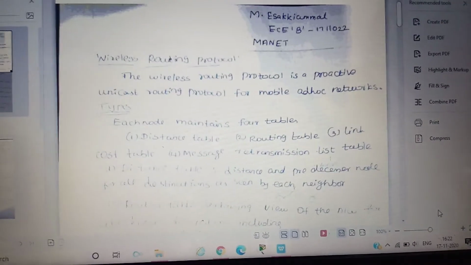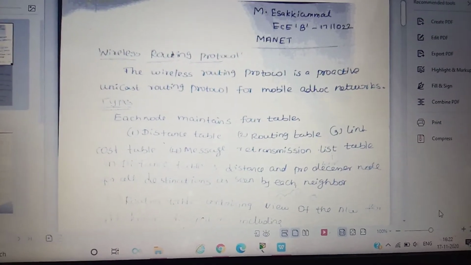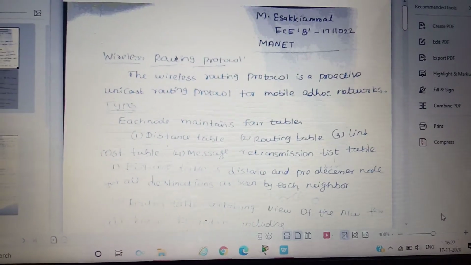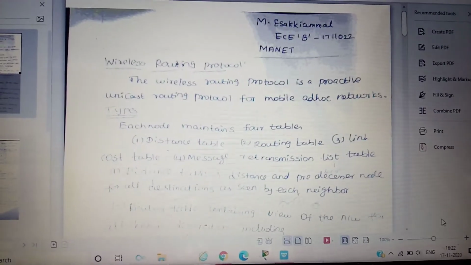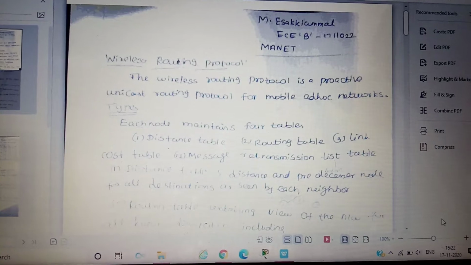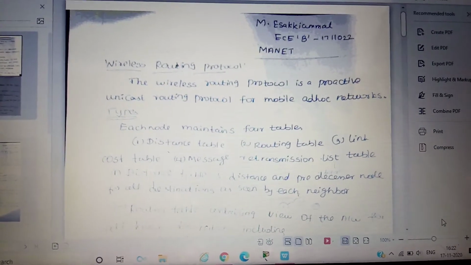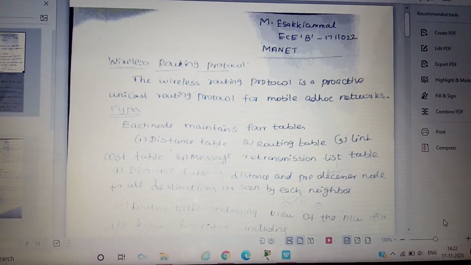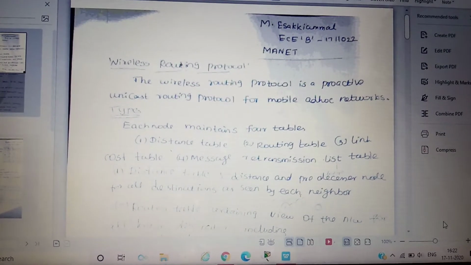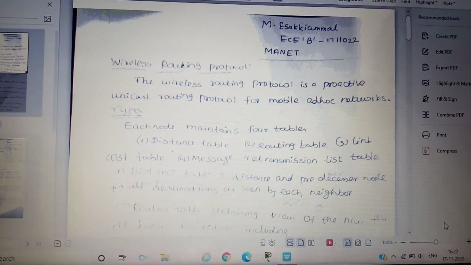Good morning, friends. Today we are going to discuss the topic of wireless routing protocol. But first, we discuss the definition of wireless routing protocol. Wireless routing protocol is a proactive unicast routing protocol for mobile ad hoc networks.